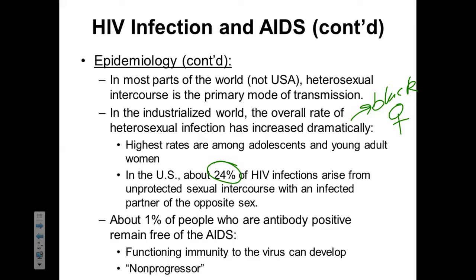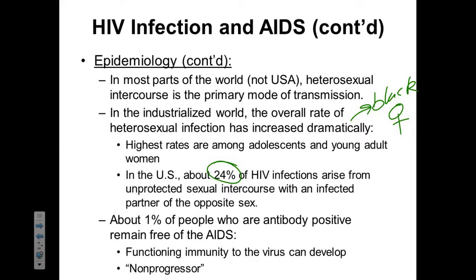Approximately 24% of all HIV infections in the United States in the year 2014 arose from unprotected intercourse with a partner of the opposite sex. The remaining 76% of new HIV/AIDS cases in the United States in the year 2014 or 15, I'll check on the next slide, were from intravenous drug use or unprotected sex with a partner of the same gender.